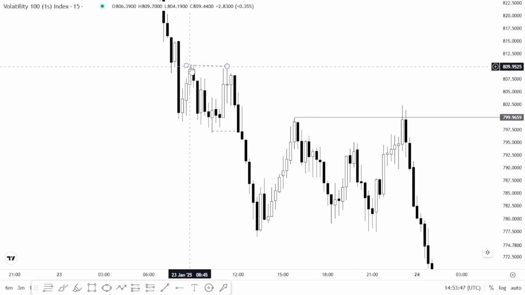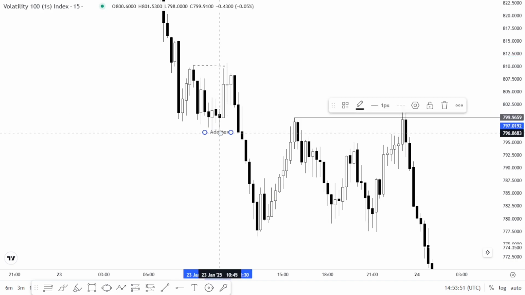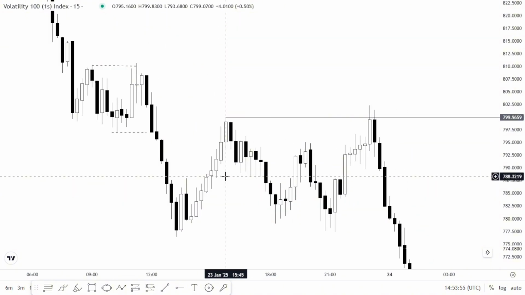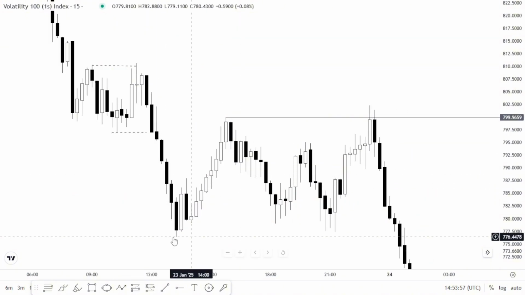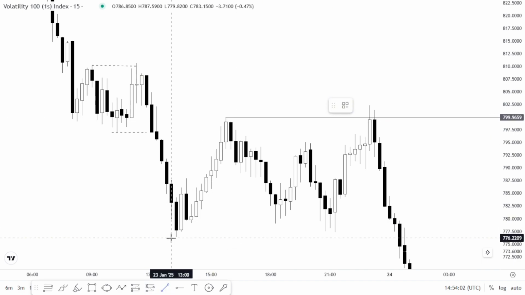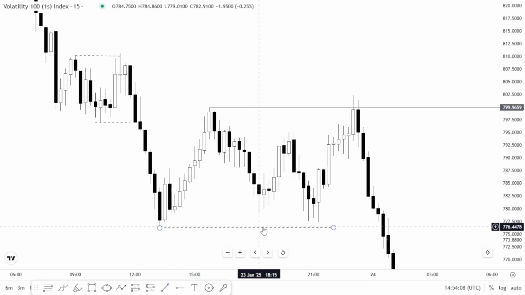All right, so we have our sweep of liquidity right here. We have our break of structure to the downside right here. So the next thing we're going to be looking for is a pullback. We have a pullback that creates structural liquidity, and secondly another break of structure to the downside. But that did not actually happen.